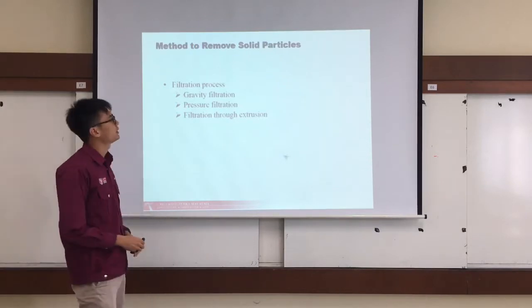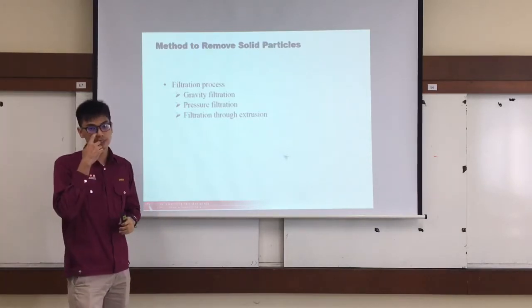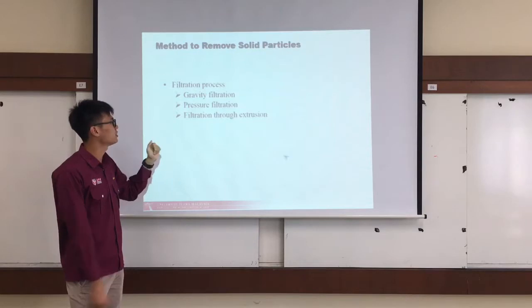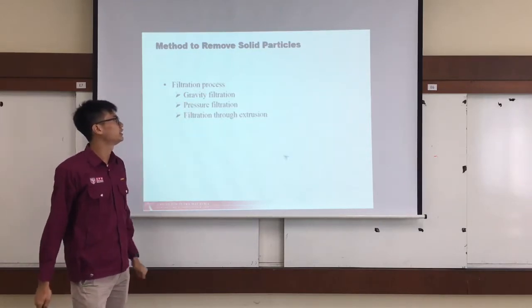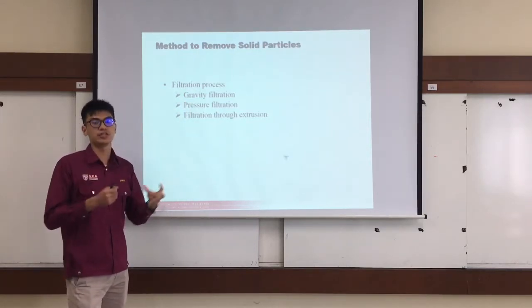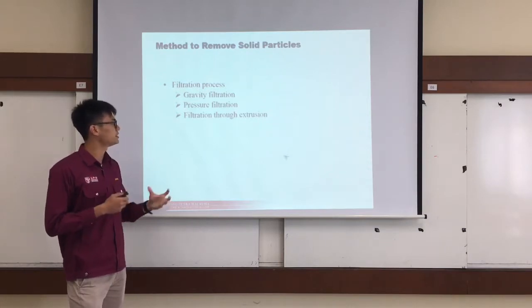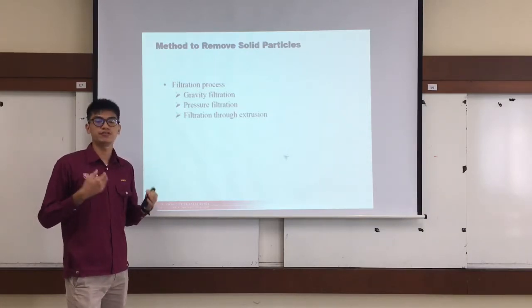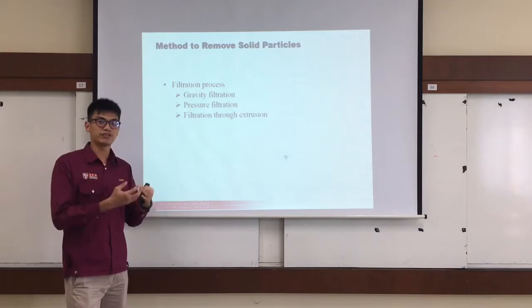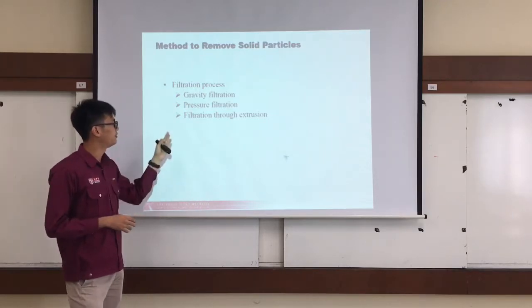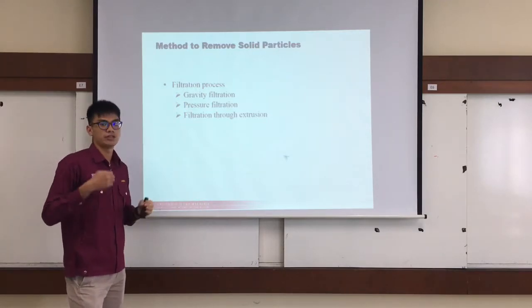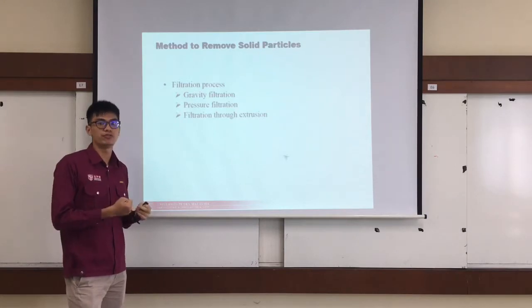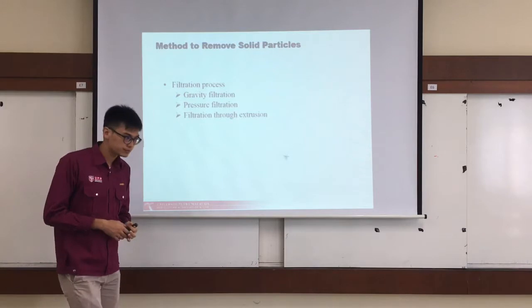So methods to remove the solid particles can be done in 3 ways through filtration. The first one is gravity filtration, where they use gravity force. The second one is pressure filtration. They use the difference in pressure before and after the filter. And lastly, filtration through extrusion. They use a press to remove the solid particle from the insulating oil.